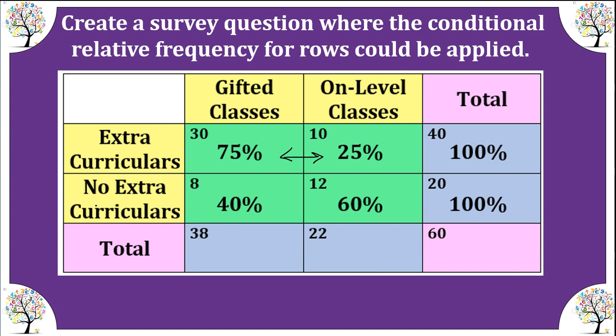Let's look at no extracurriculars. Of those folks that are not participating in extracurriculars, can I predict if they're going to be in a gifted class or an on level? Well, 40%, 60% may not be big enough gap to say that there's a strong association, but there is with the one for extracurricular activities.